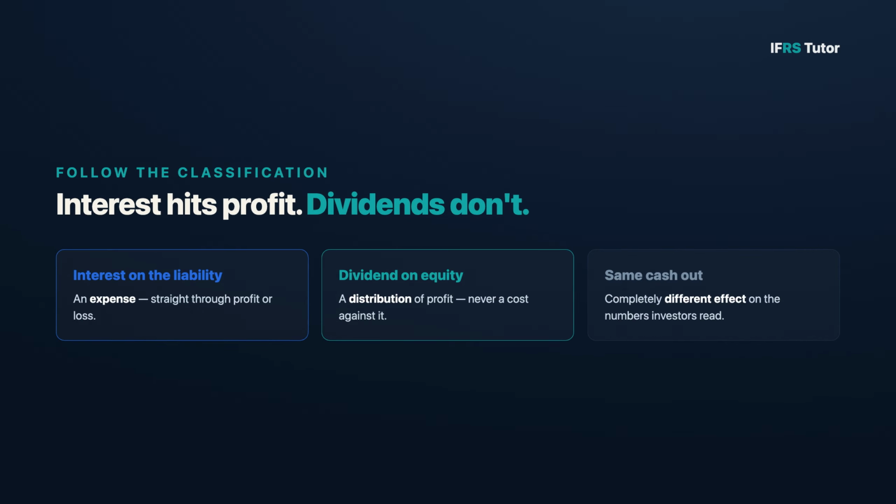One more thread that ties it together: interest, dividends, gains and losses follow the classification you just made. Pay interest on the liability component. It's an expense, straight through profit or loss. Pay a dividend on equity. It's a distribution of profit, never a cost against it. Same cash leaving the business. Completely different effect on the numbers investors read.